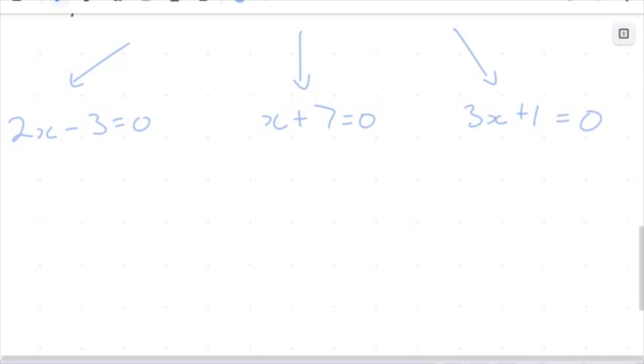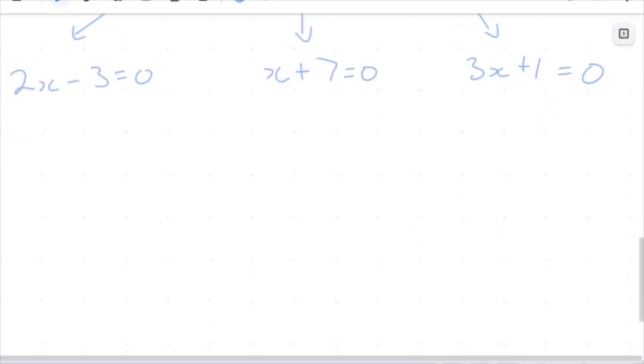Okay, the only difference here is maybe there's a couple of extra steps, because as you can see, this one over here is a 2-step equation. So I add the 3 over first to both sides, gives me 2x equals 3, and then divide by 2 gives me x equals 3 on top of 2. This one's an easy 1-step equation. We just subtract 7 from both sides, and we get another 2-step one here, where we can subtract 1 first, and then divide by 3 to get negative 1 over 3.